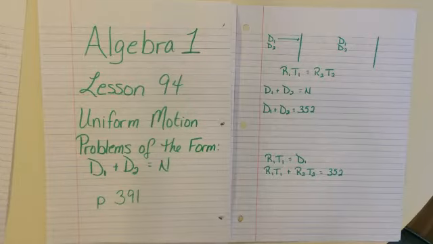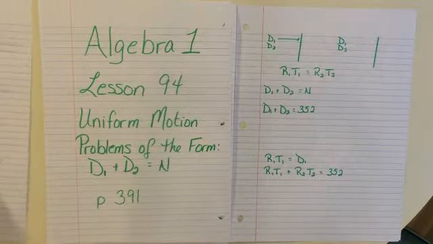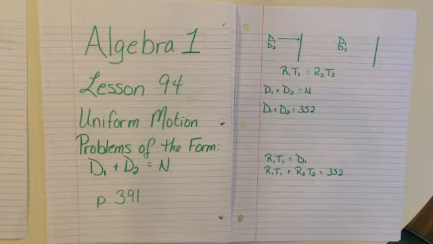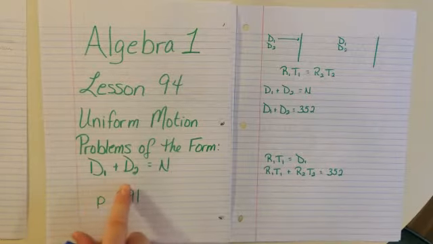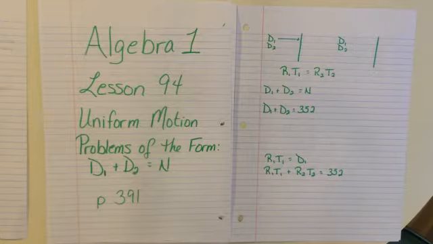Hi, this is Algebra 1, Lesson 74. We're going to talk about uniform motion problems of the form distance 1 plus distance 2 equals some number. And we're starting on page 391.